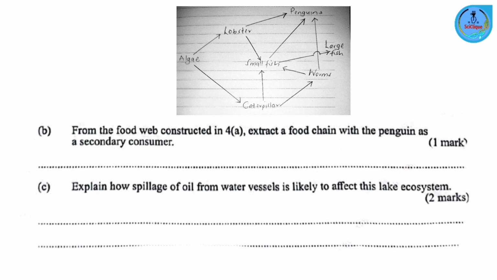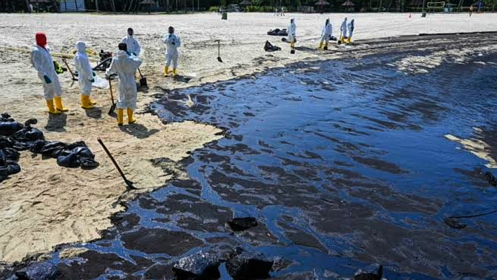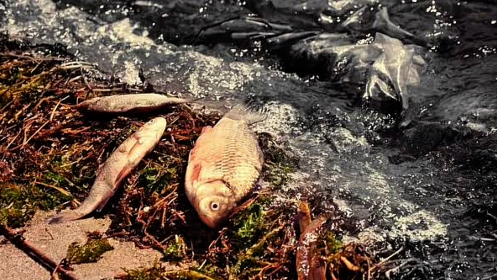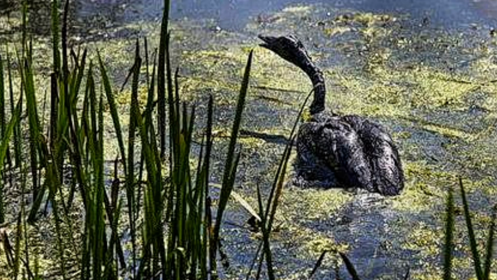Part C. Explain how spillage of oil from water vessels is likely to affect this lake ecosystem. So what will happen is that the layer of oil is going to coat the surface of the lake. This, of course, will prevent circulation of gases, specifically oxygen and carbon dioxide. So after some time, oxygen present in the water will be depleted, okay? This will cause the organisms to suffocate and ultimately die. Number 2, carbon dioxide concentration will also decrease. This will in turn interfere with the process of photosynthesis.